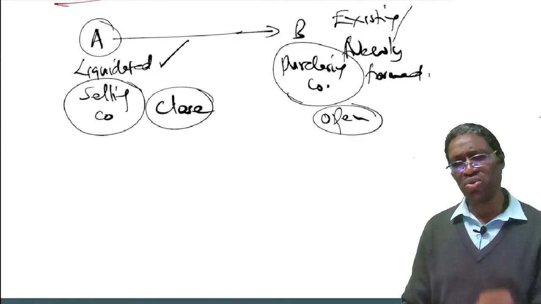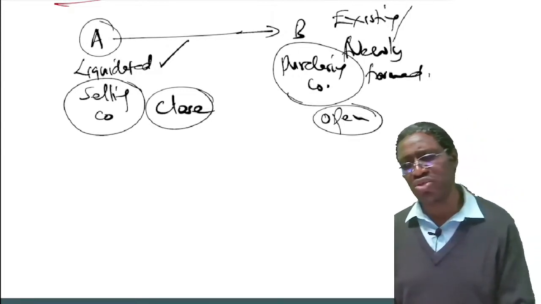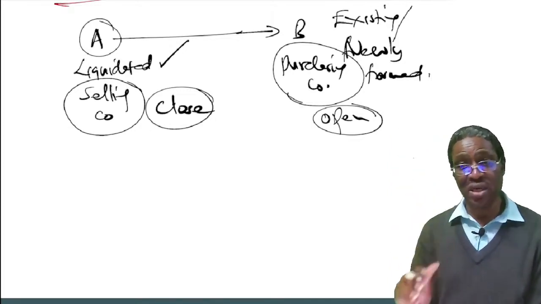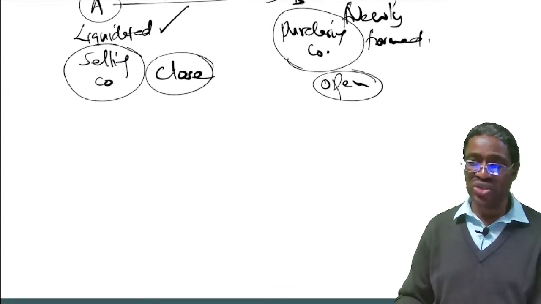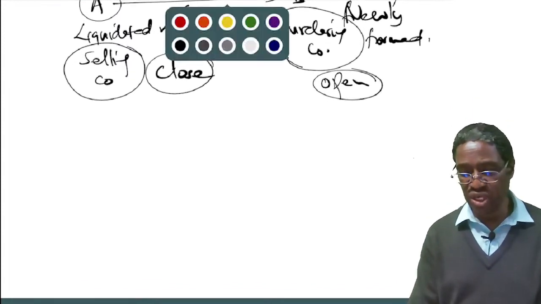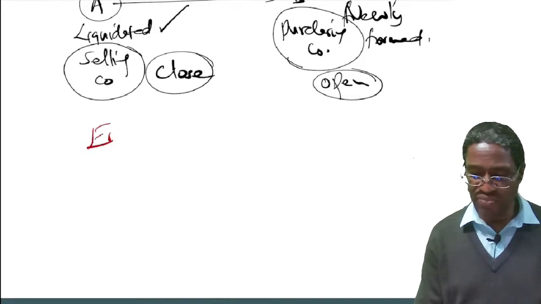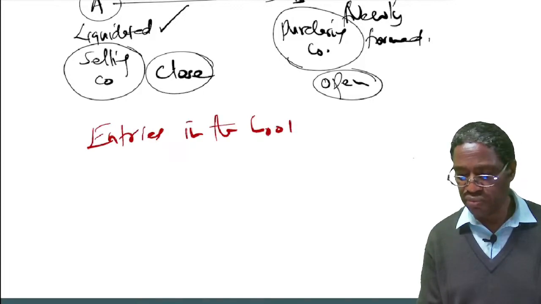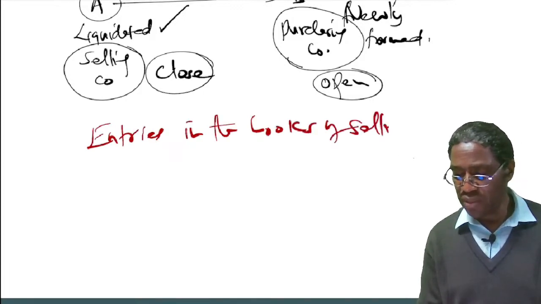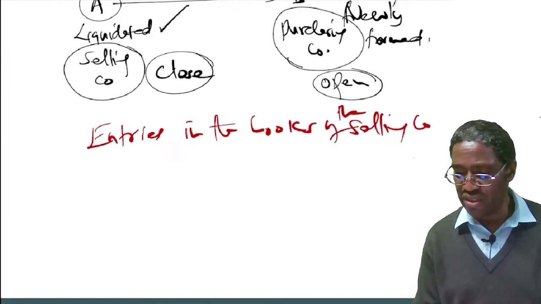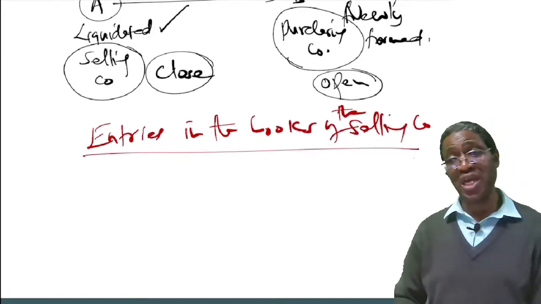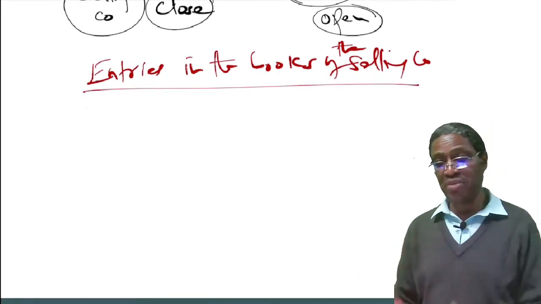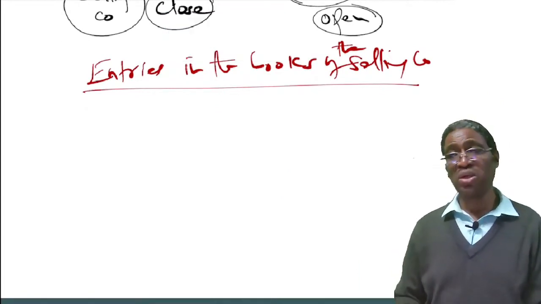So I want to introduce what the accounting entries are in the books of the selling company. Let me introduce them first before we write something down. So we want to discuss the entries in the books of the selling company. We are using company A as our selling company. They are selling their business to company B.